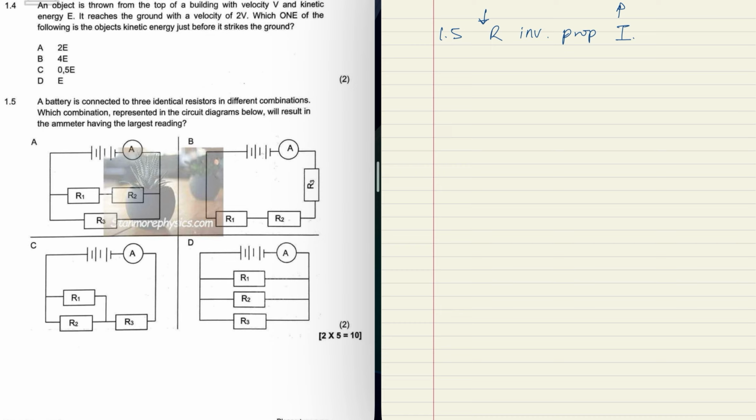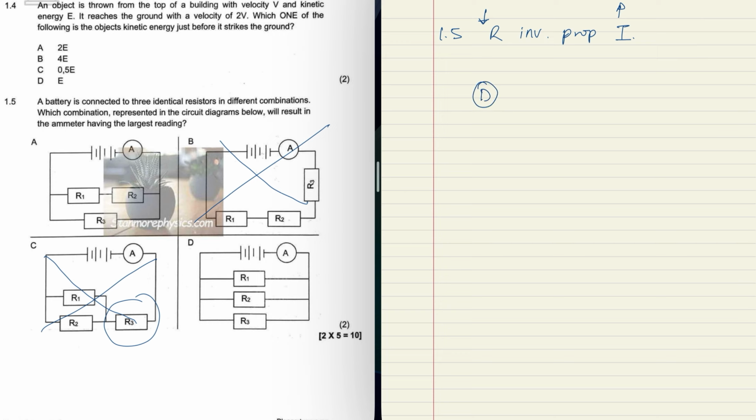So series combinations will not give us a low resistance, so B is out. You have A and C. C will also be out because you have something in series. R3 is in series. You then have A and D as the last 2 options. Now, the answer here is going to be D.